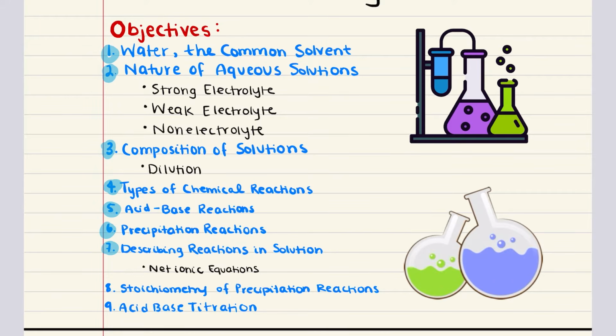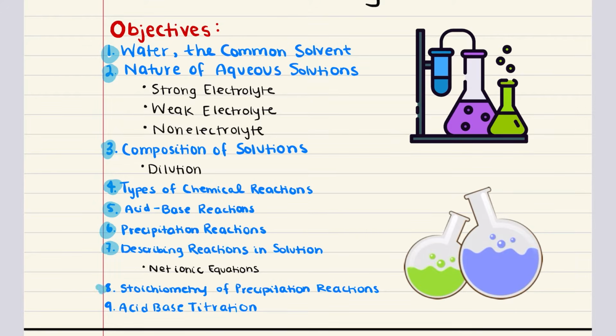Then our seventh objective is about describing reactions in solutions. Here we're going to learn about net ionic equations. Net ionic equations are a useful tool in chemistry for simplifying and representing reactions. Essentially, they show only those chemical species that are directly participating in a reaction, while kind of omitting ions that don't participate in the reaction. So we're going to learn how to write net ionic equations.